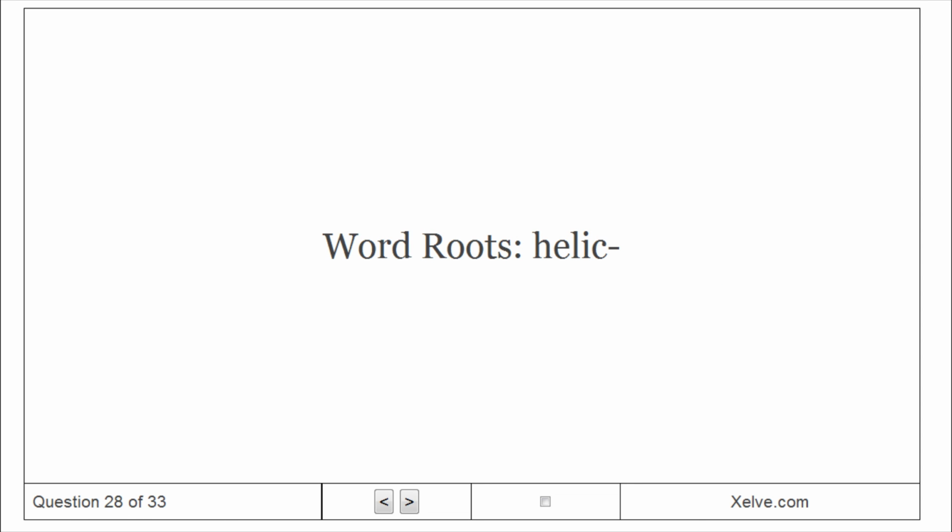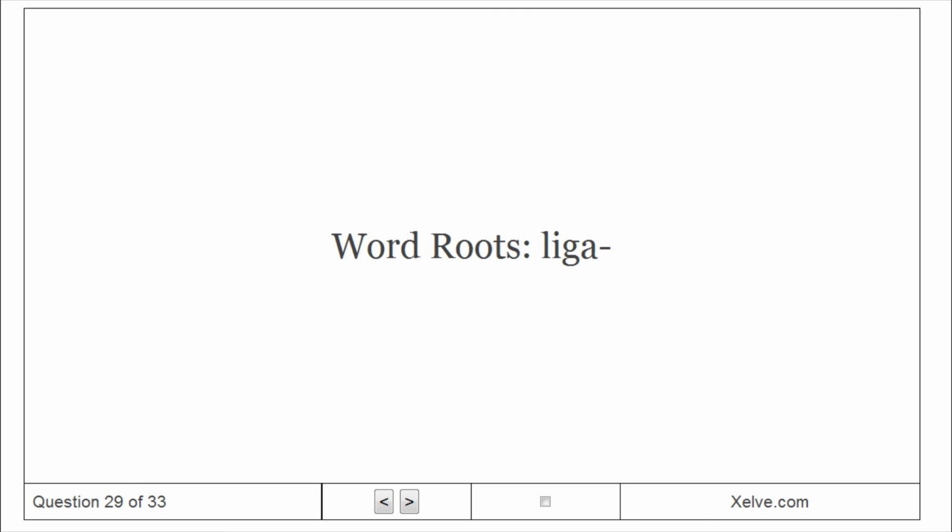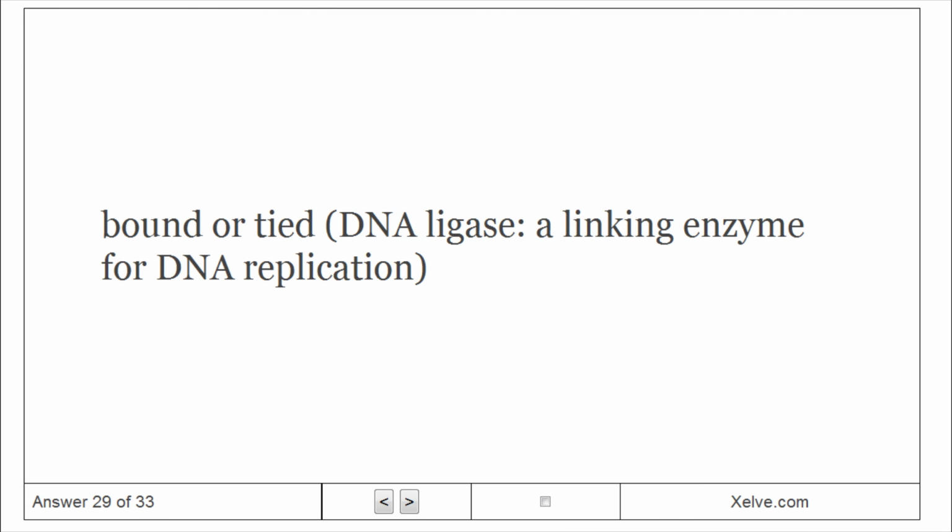Word roots. Helic: a spiral. Helicase, an enzyme that untwists the double helix of DNA at the replication forks. Word roots. Liga: bound or tied. DNA ligase, a linking enzyme for DNA replication.